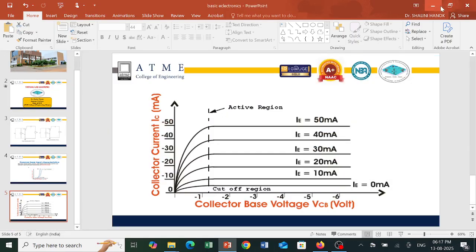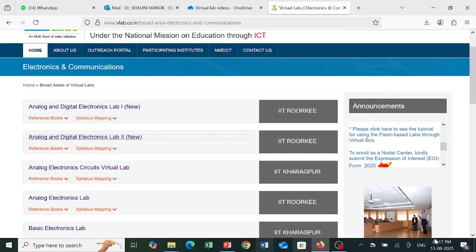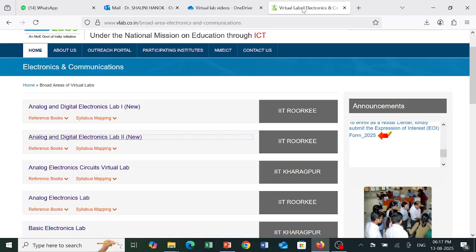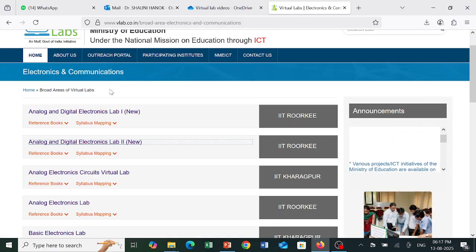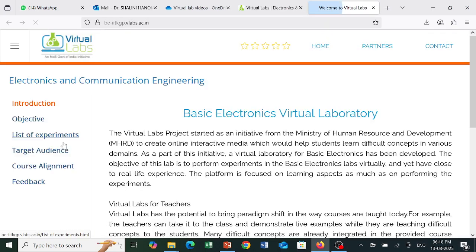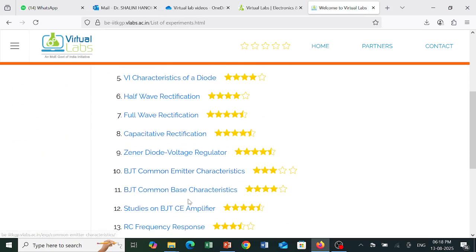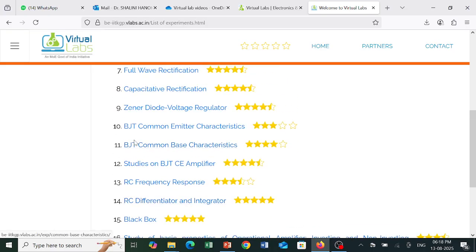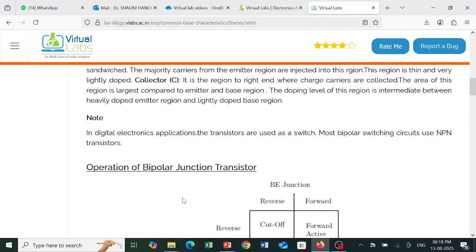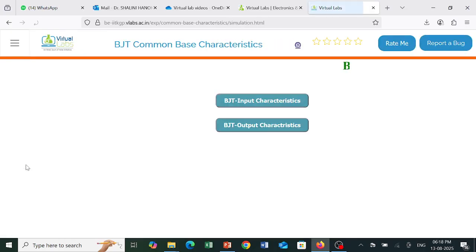So this we are going to see in virtual lab. As I have discussed in my previous videos, what is virtual lab and the introduction related to this. We are going for the basic electronics lab, which is provided by IIT Kharagpur, and these are the list of experiments which are available. Since we are studying BJT common base characteristics, we will go there, and here are the theory materials available for each thing. Then we have simulation experiments.